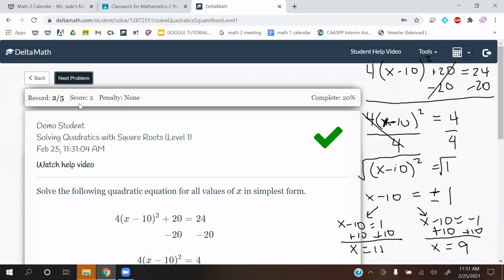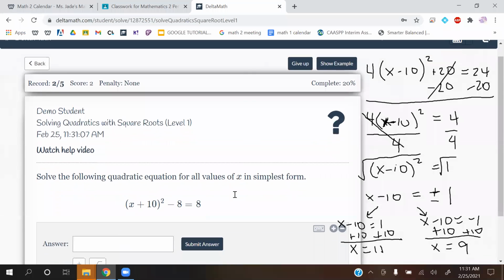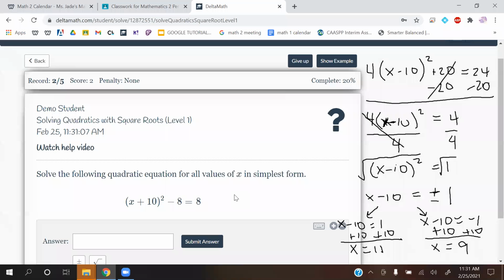Okay, and let's go to another problem. I'm not going to do this entire problem. I don't need to do this one with you guys. If you need more examples, you can click show example, which is right over here. And if you still don't like those examples, you can click watch help video, which is over here. Okay, so I think you guys can get the rest of it. Let's move on to the next category.